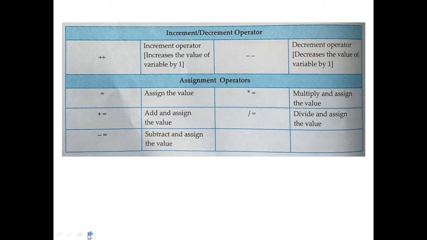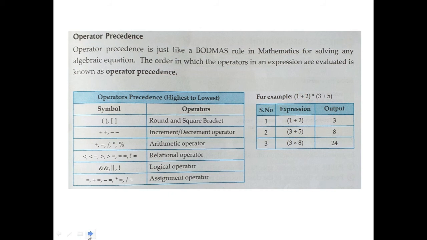So children, how many types of operators have I explained in this chapter? First one is arithmetic, second relational, third logical, fourth increment, and fifth is the assignment operator. So there are so many operators, children. When we use these operators in a single expression or calculation, we have to follow certain rules. That set of rules is known as operator precedence.